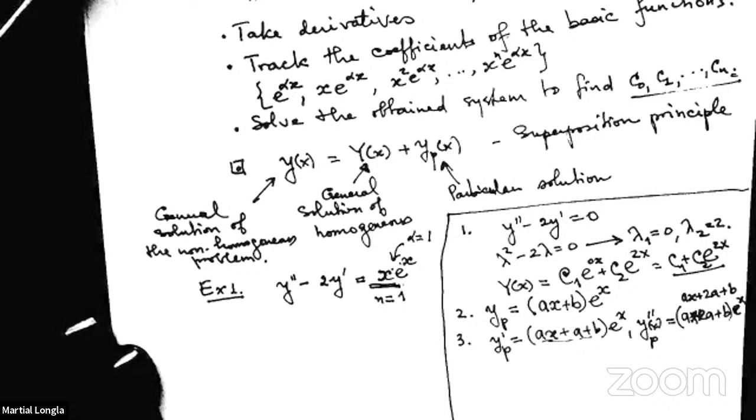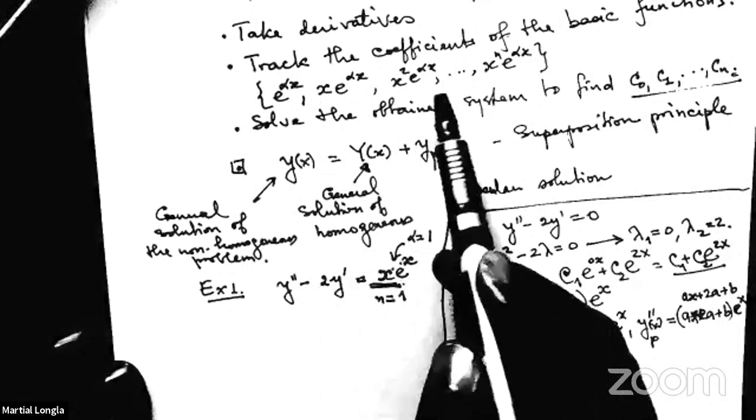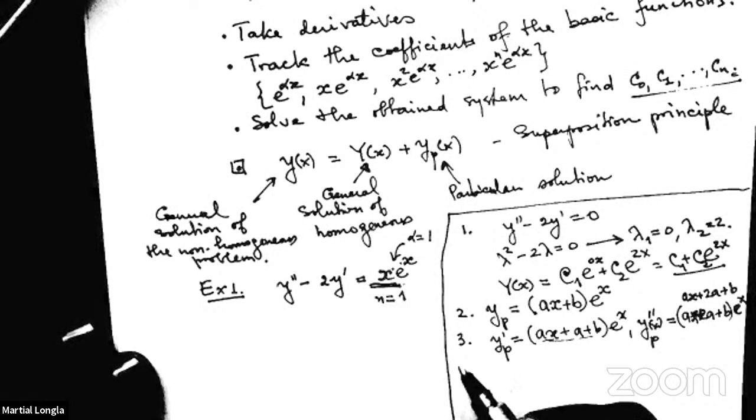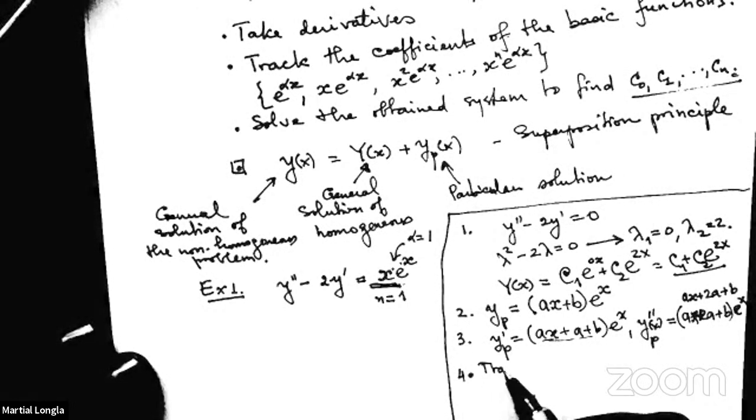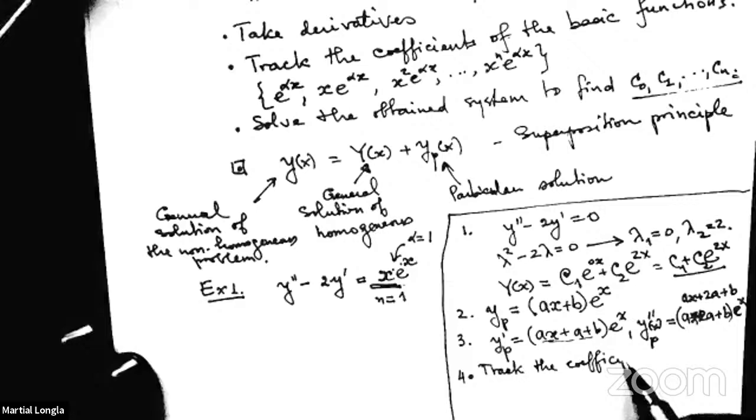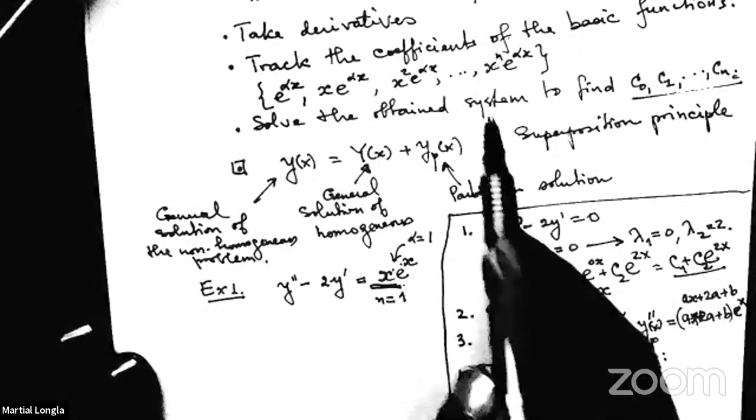Now we got all these functions there, and now we need to track the coefficients of the basic functions, which I told you were going to be e to the alpha x, x e to the alpha x, all the way up to x to the power n e to the alpha x. N is 1, and I recommend that you always start by the highest. So that's step 4. We're going to track the coefficients. So we start by x e to the x. That's the highest one in this list.